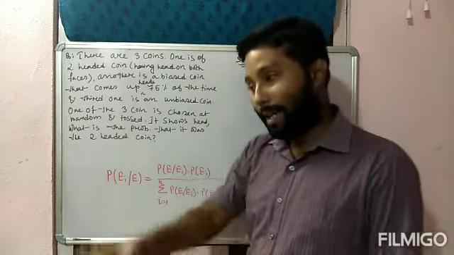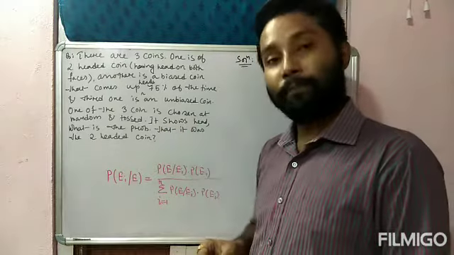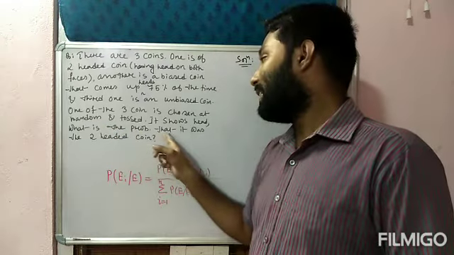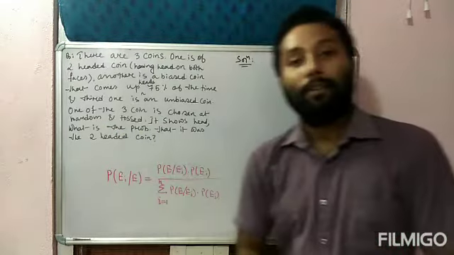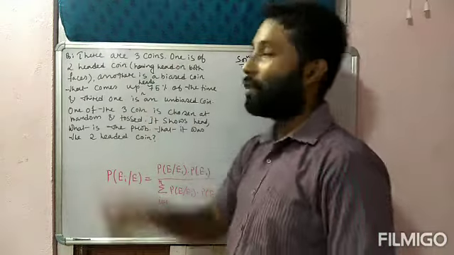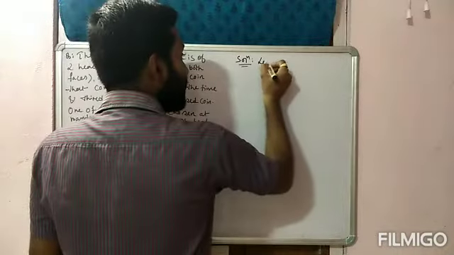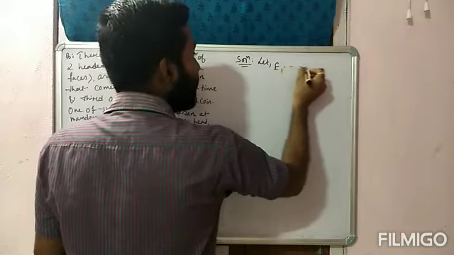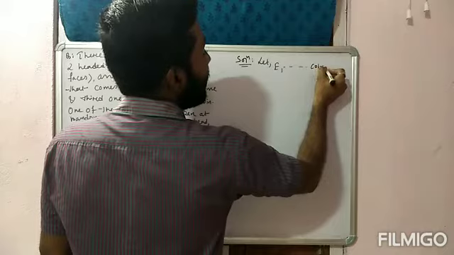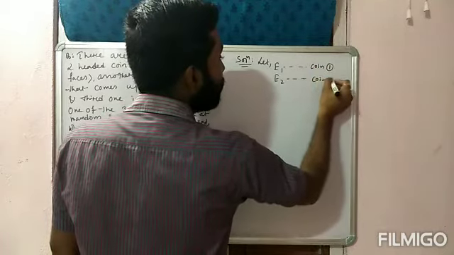And tossed. पहले कॉइन को सिलेक्ट किया गया, उसके बाद टॉस किया गया. It shows head. टॉस करने के बाद क्या रिजल्ट देना चाहिए? हेड. Then what is the probability that it was a two-headed coin? So two-headed coin means the first coin is a two-headed coin. So since there are 3 coins, so that means 3 events are there. Let E1 be the event of selecting coin 1. E2 be the event of selecting coin 2.